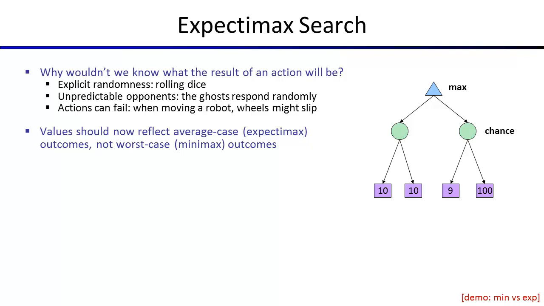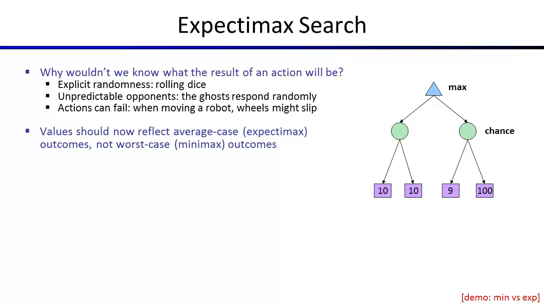First of all, let's think about why it would ever be that we don't know what the result of an action will be. So if it's an adversary, in some sense we do know what it's going to be, at least provided the adversary is an actual optimal adversary. We don't get the outcome we want, but we can predict it. We know what the adversary is going to do, even though we don't like it. However, sometimes there's true uncertainty. This could be because there's explicit randomness. Somebody rolls dice. Or it could be that your opponents are unpredictable. So for example, in Pac-Man, the ghosts have some noise in how they move, right? And so you don't know what the ghost is going to do.